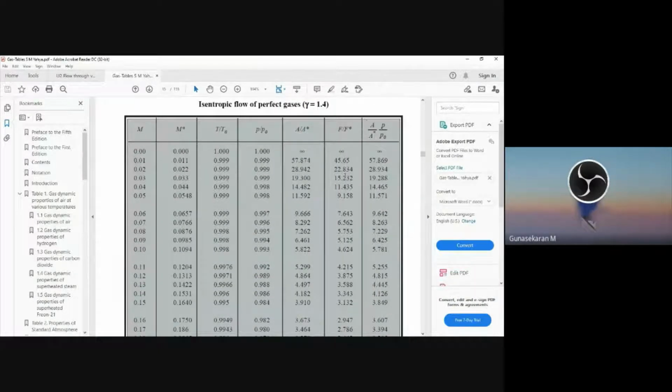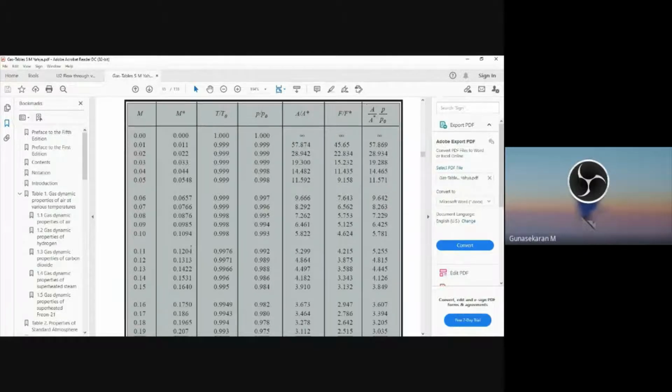At present, these values are sufficient for solving the given problem. So you refer only to these values. The last two values are not required now, so leave them. We need T by T star, P by P star, and A by A star.